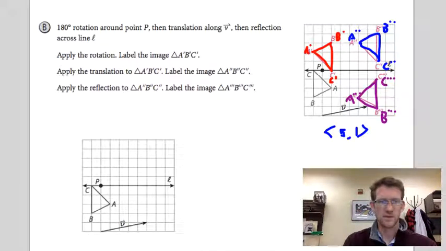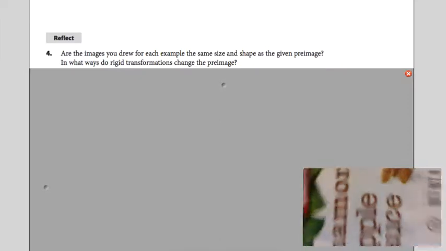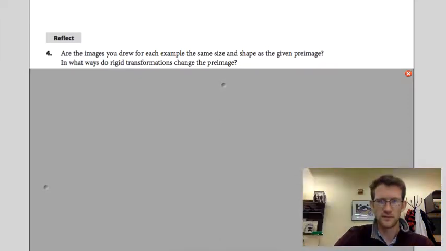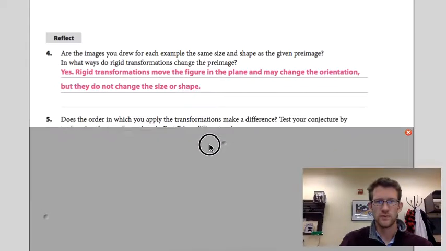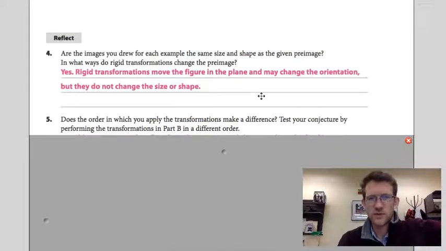Yeah, all those steps. See if you can do this one real quick. I'll answer that question. So pause. So yes, rigid transformations move the figure in the plane. They don't change size or shape. Let's just review. Number 5, does the order in which you apply the transformation make a difference?